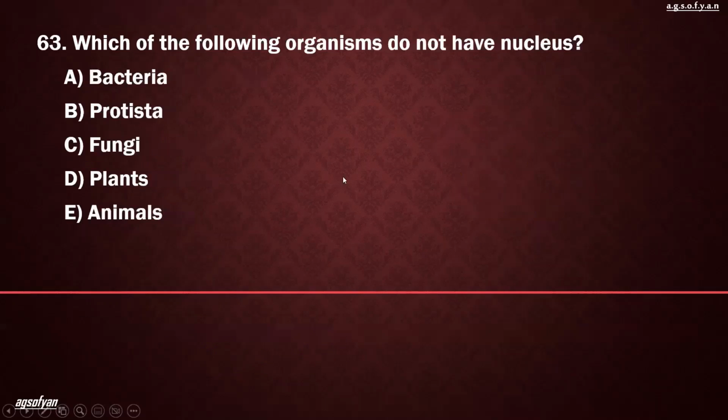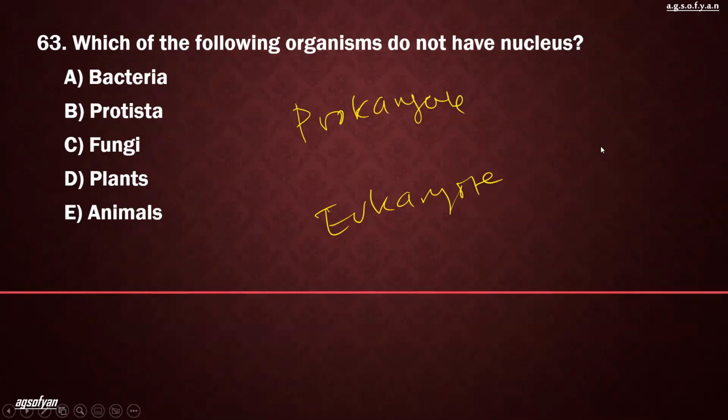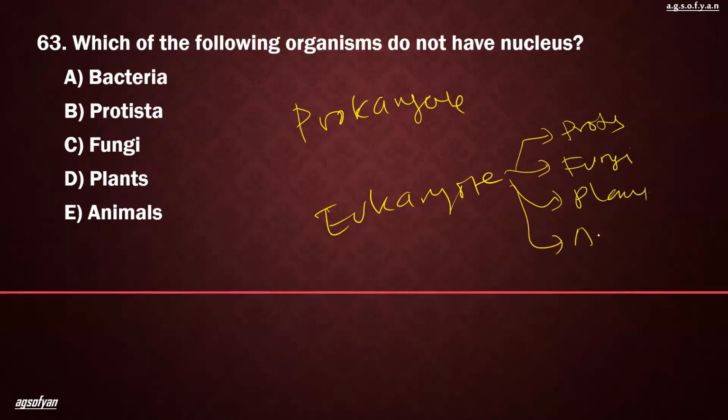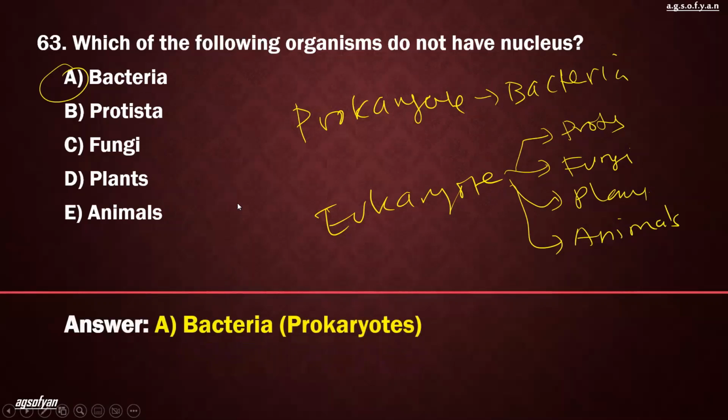Which of the following organisms do not have a nucleus? So we are talking about prokaryote and eukaryote. Right? Which one does not have a nucleus from this list? Plants? Oh no, protista? No. Come on, eukaryote consists of protists, fungi, plant, animal. All of them have a nucleus in their cell. So which one does not have a nucleus? Bacteria. So bacteria are prokaryote. Okay. Protista have a nucleus, fungi have a nucleus, plant have a nucleus, animal, of course, we have a nucleus in our cell. So the correct answer will be bacteria.